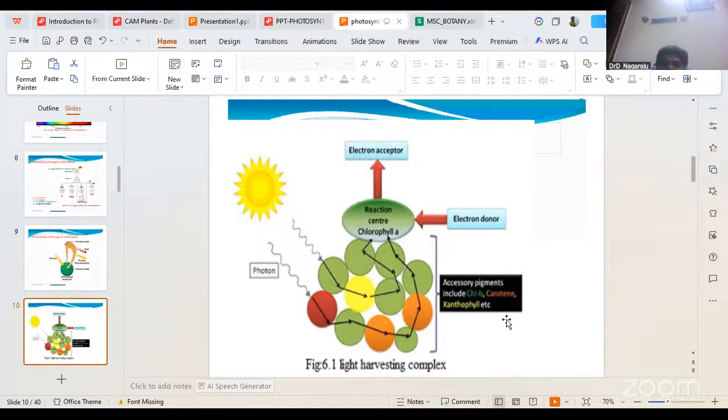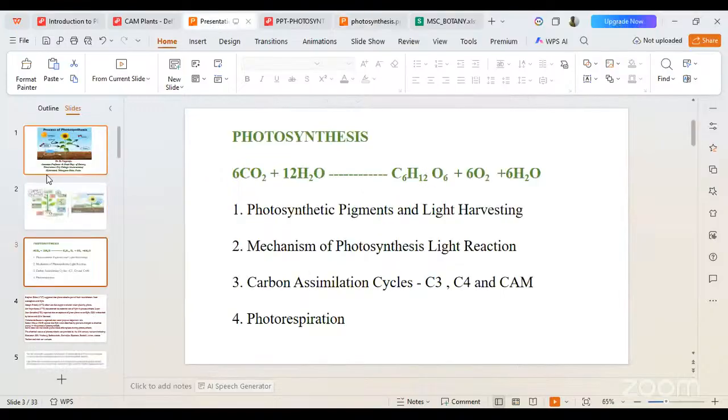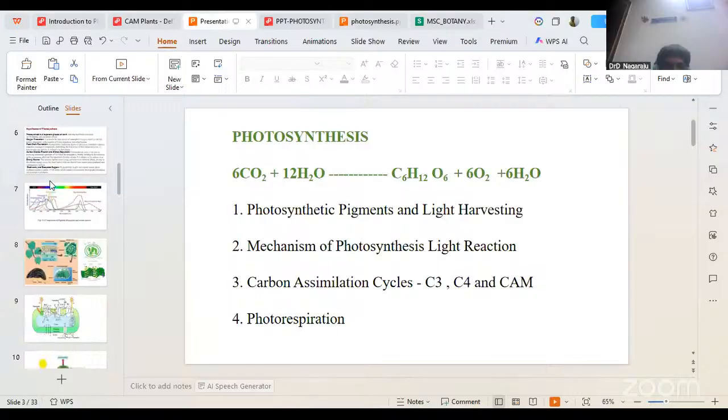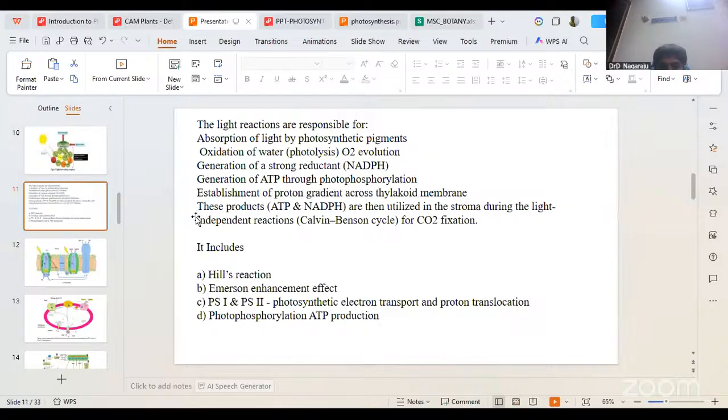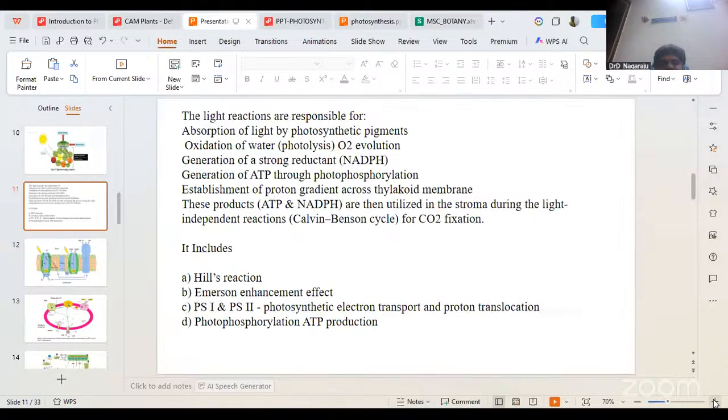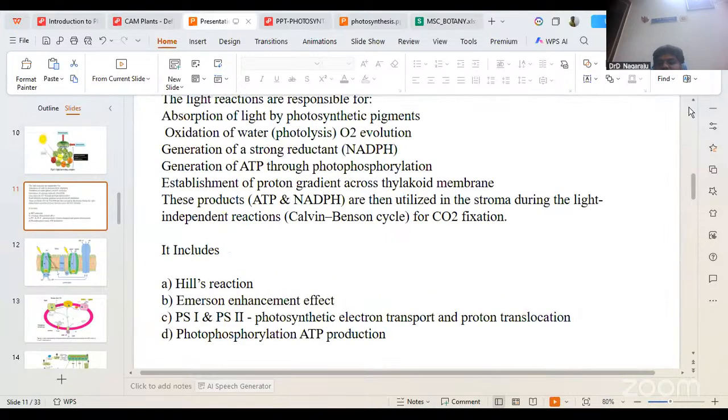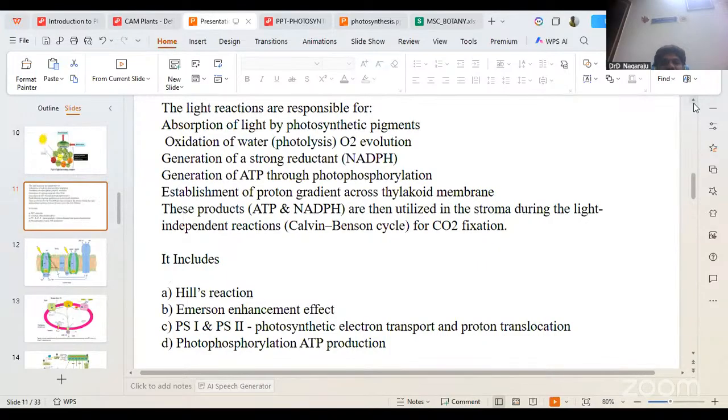synthesis of carbohydrates. Okay, you know, when the oxygen is released, in the light reaction or the dark reaction? Yes, in the light reaction, oxygen will be released, not in the dark. Okay, the light reaction, especially photosystem one and photosystem two, are there now.